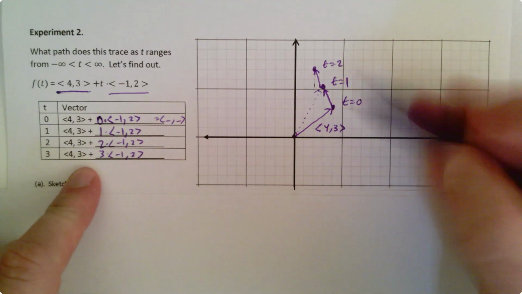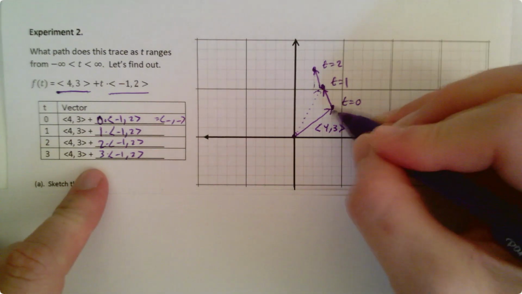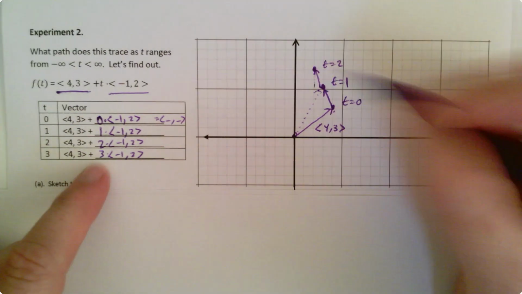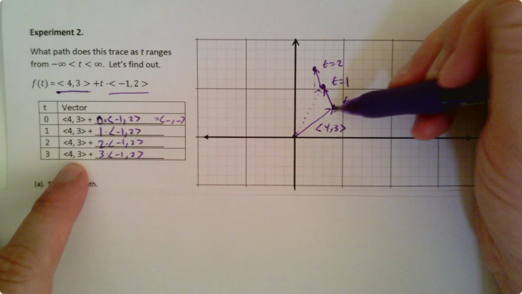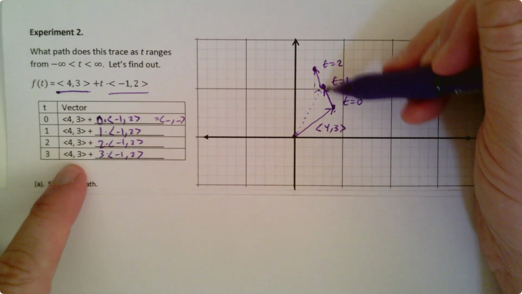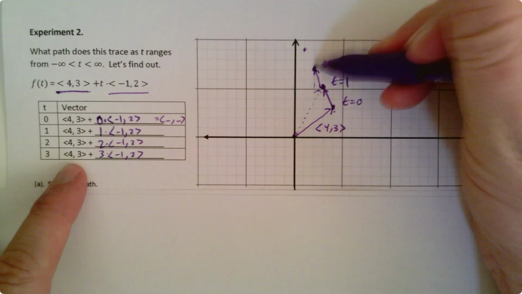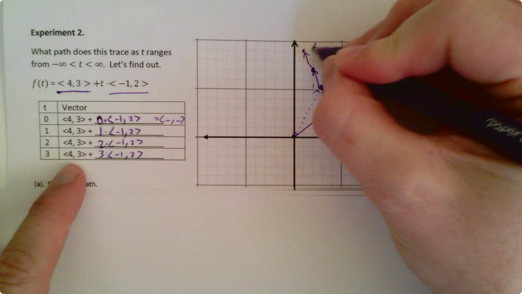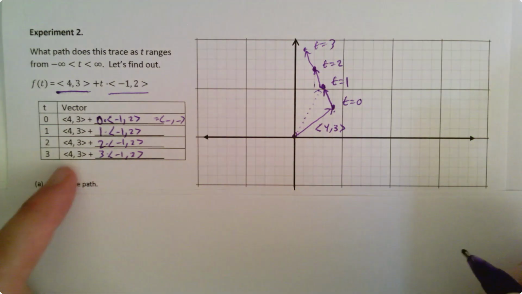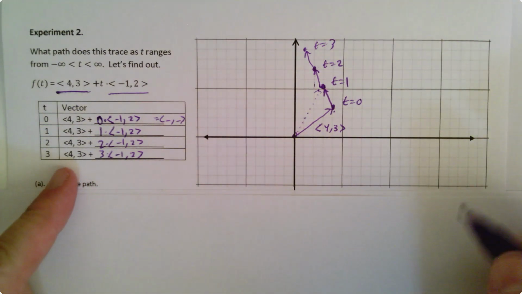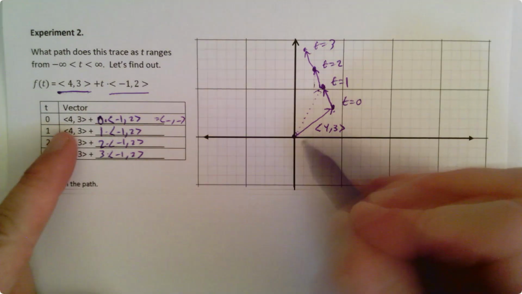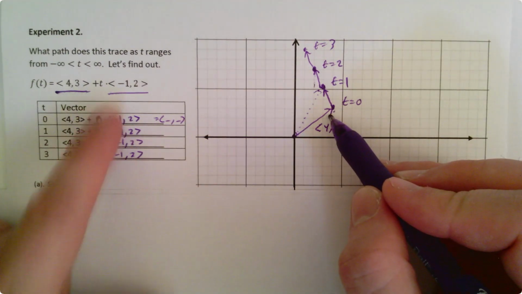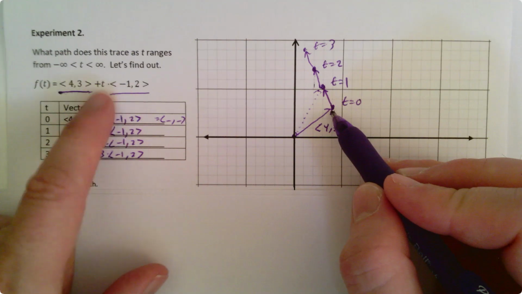Hopefully you're starting to see the picture. We've got time 0, 1, 2. What about time 3? For time 3, I'll do the 4, 3 vector, and then I'll do 3 times the -1, 2, which takes me to here. Where do you think I'd be at time -1? At time -1, I'd do the 4, 3 displacement, but then I would scale -1, 2 by -1.